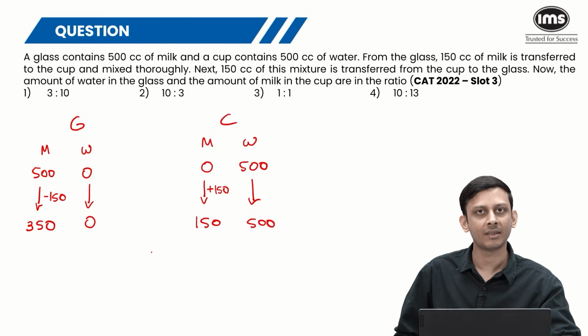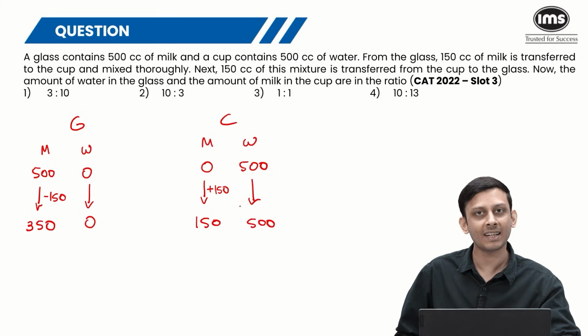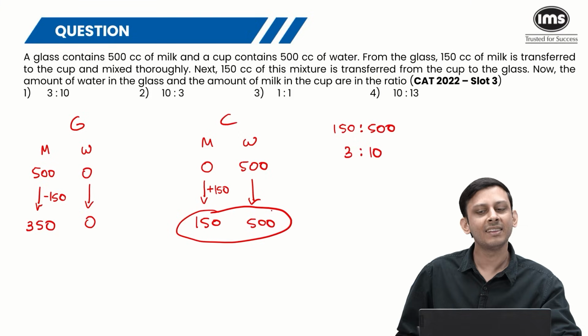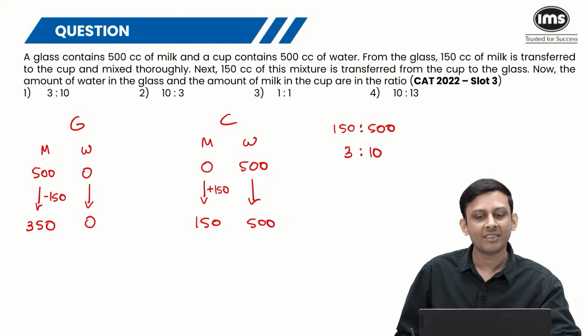Now this part is the simple part, but the next step is the difficult one, because then 150 cc of the mixture in the cup is being transferred to the glass. Now, in the cup right now, we have milk and water 150, 500. So if you look at that ratio, 150 is to 500. If we divide by 50, we will get 3 is to 10. So milk and water are in the ratio 3 is to 10. So when we are transferring, whatever total quantity we are transferring, that will also be in the ratio 3 is to 10. Now the thing here is that 3 is to 10, when we add, we will get total 13 parts. 3 plus 10, 13 parts.